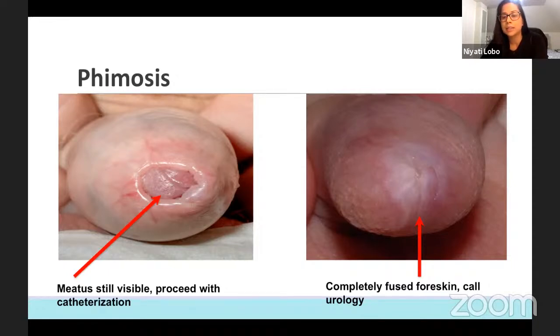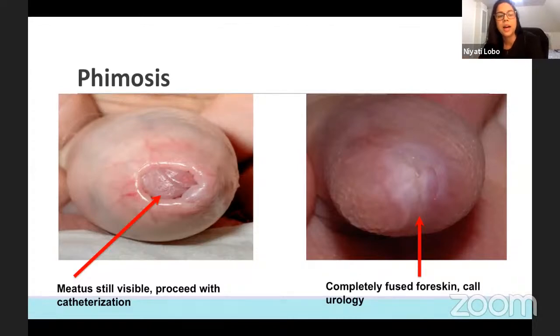And this is compared to the picture on the right. That is a completely fused foreskin and you cannot see the meatus there whatsoever. So that's when you need to give us a call, because we'll come along and try and unfuse that foreskin and get a catheter in like that. But that's the difference, and it's really helpful to see these pictures so you know what you're describing to us when you call us about this.